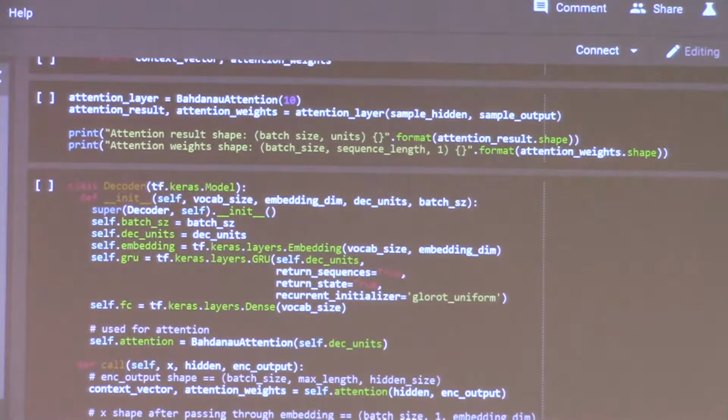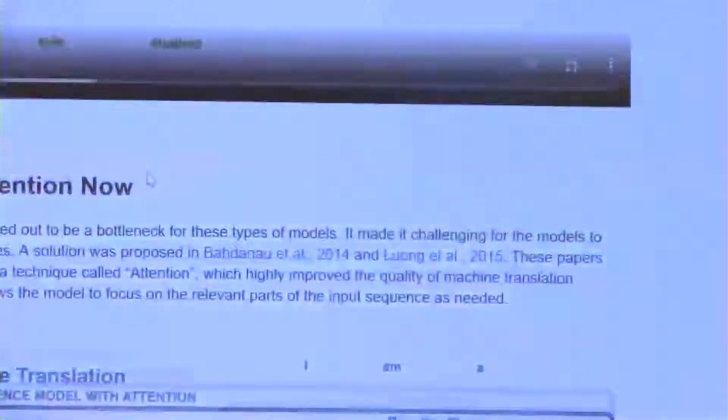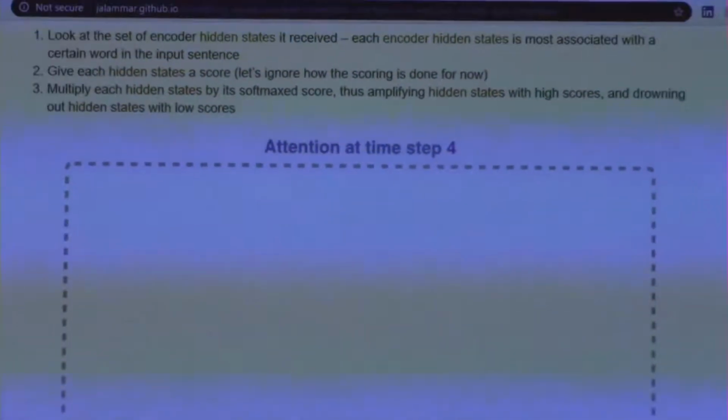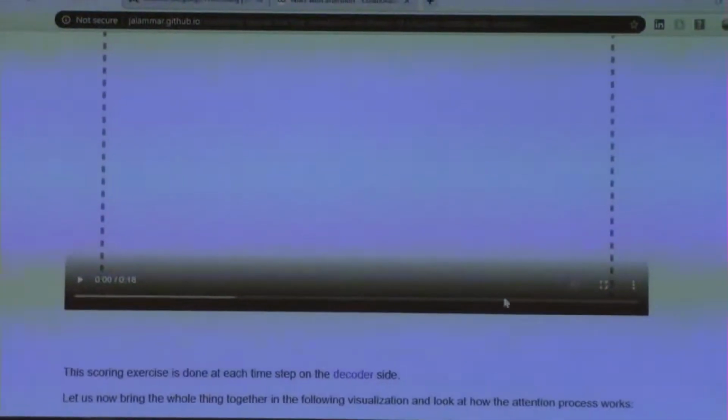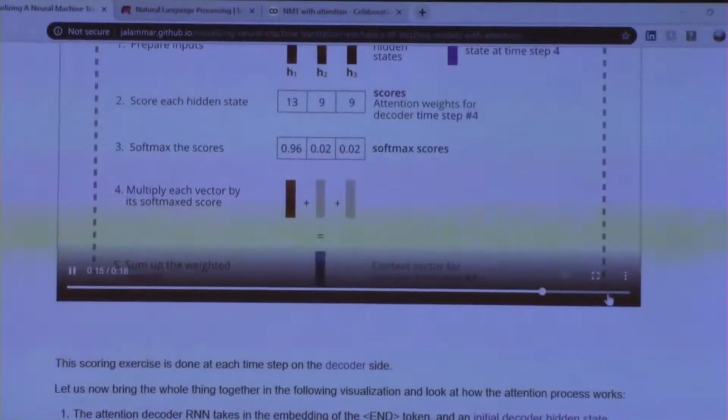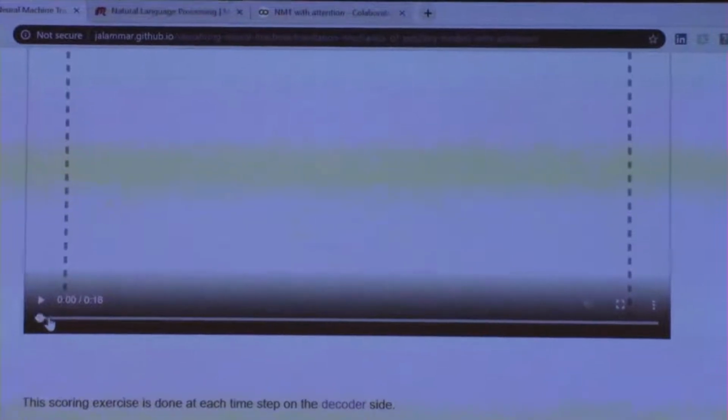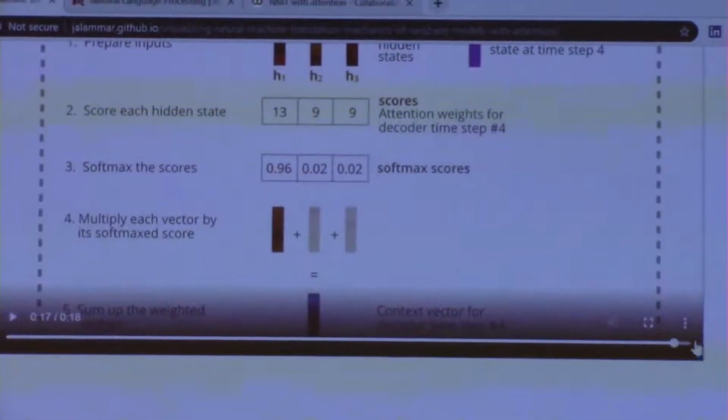Okay, now that we're done with neural machine translation with attention. Great. Actually, I think this representation is really good. I want to show this visualization. Is it this one? It is this one. All right.